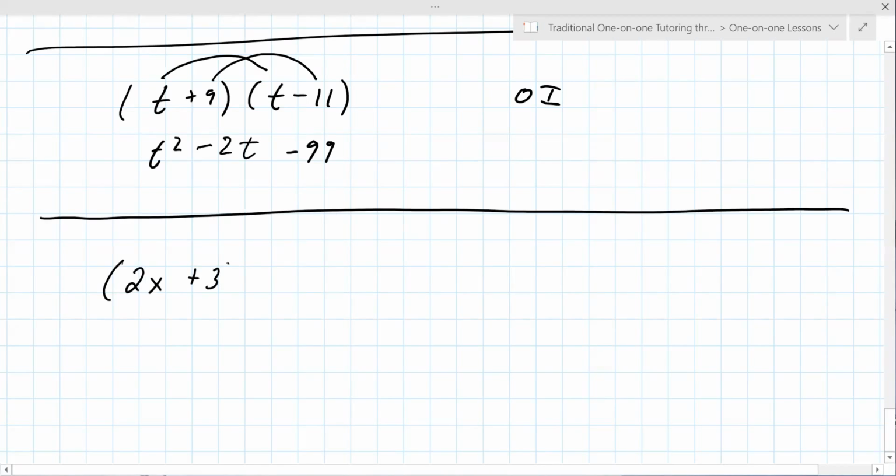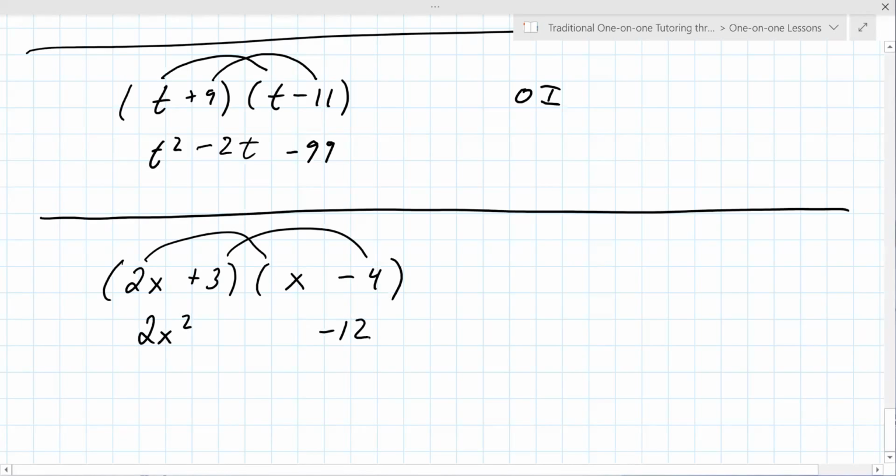Okay. So let's try this one. How about x minus 2, x plus 3 times x minus 4? So this one's a little bit harder, but you can still do the first and the last very quickly. 2x squared and then minus 12. But the inner and the outer, you have to hold in memory a bit more. 3x minus 8x. All right, would it be 2x squared minus 5x minus 12?